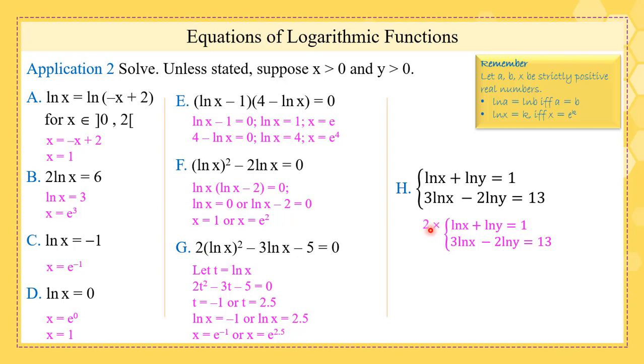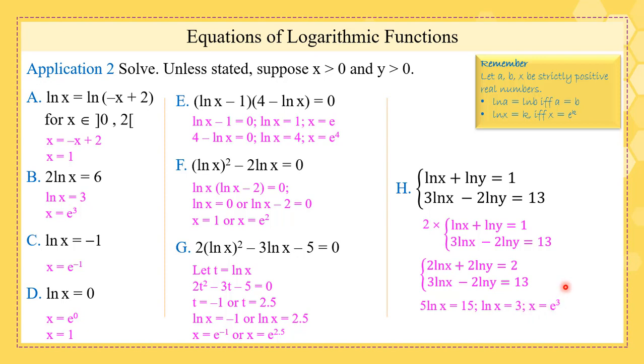If I multiply the first equation by 2, I get 2 ln x plus 2 ln y is 2, and 3 ln x minus 2 ln y is 13. If we add, we get 5 ln x, ln y and ln y are eliminated, equals 15. So ln x is 3 and x is e to the power 3.